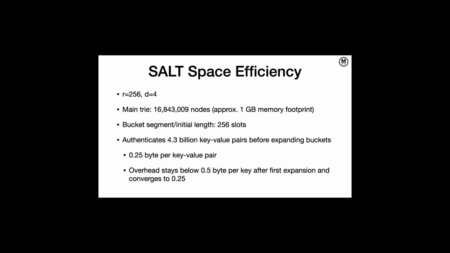So to quickly recap the results: if you use R equal to 256 and D equal to 2, where D is the number of top layers you have, the main trie for storing 1.5 billion key value pairs is about 1 gigabyte in memory footprint. And it's really small, and even if you keep expanding the number of key value pairs stored, we will, of course, start expanding the buckets because they can no longer hold enough data, but that's also fine. According to the calculation, it does not really incur too much extra overhead.